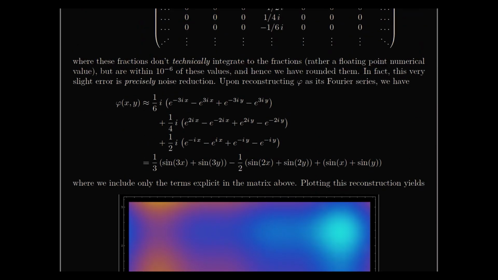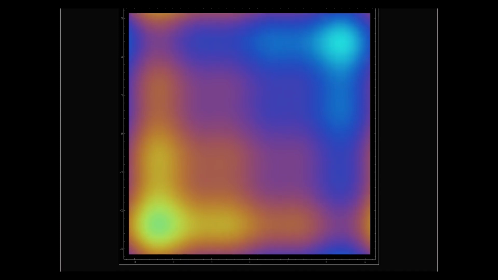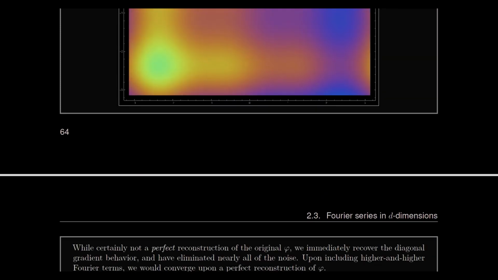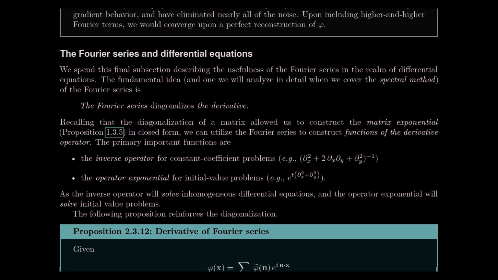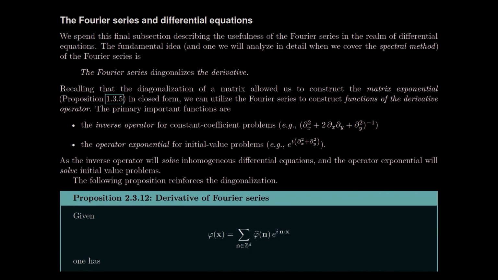So this is how Fourier transform denoising works. You just get a noisy image, you take the transform, you only reproduce finitely many terms, and you get something a lot smoother that actually mimics the original image a lot better. And then my final section is on the Fourier series and differential equations.